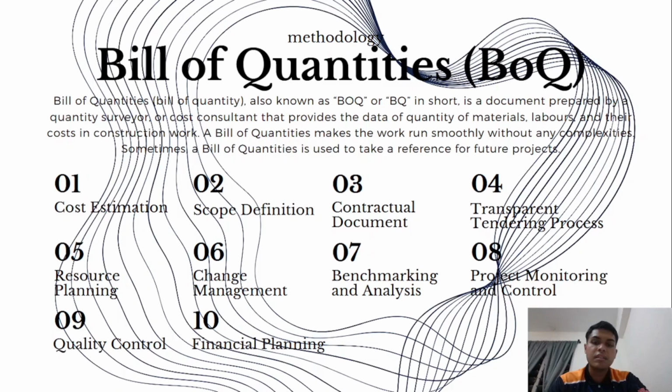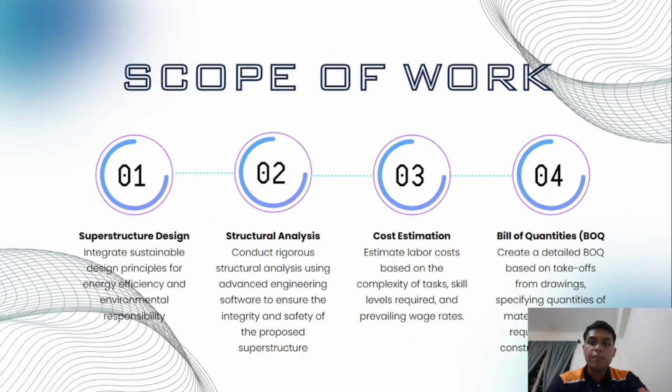So next is scope of work. So first is superstructure design. Integrate sustainable design principles for energy efficiency and environmental responsibility. Second scope of work is structural analysis. Conduct structural analysis using advanced engineering software to ensure the integrity and safety of the proposed superstructure.